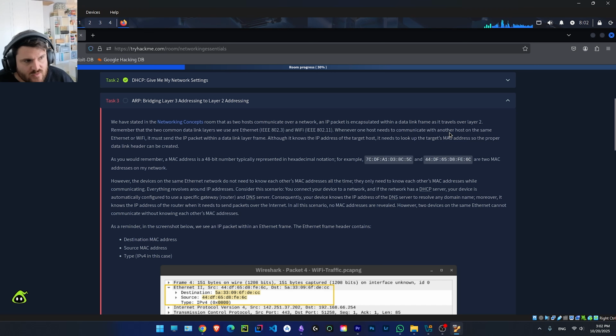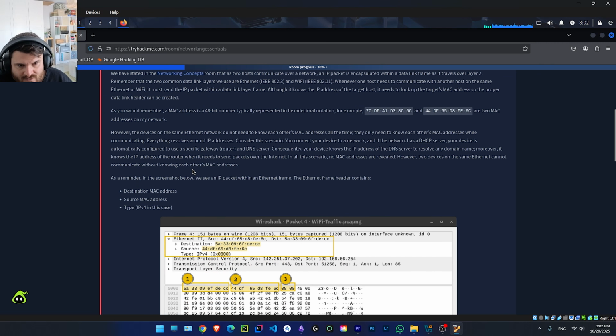Whenever one host needs to communicate with another host on the same Ethernet or Wi-Fi, it must send the IP packet within a data link layer frame. Although it knows the IP address of the target host, it needs to look up the target's MAC address so the proper data link header can be created. As you would remember, a MAC address is a 48-bit number typically represented in hexadecimal notation. For example, here we have two MAC addresses on my network. You've seen MAC addresses and we talked about them in the previous networking room.